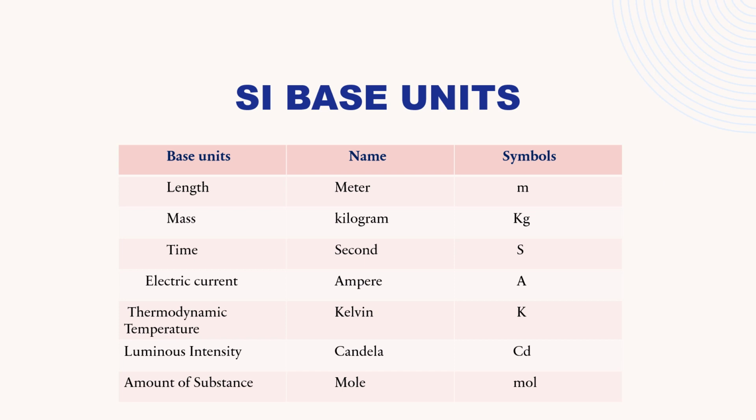So first of all, we have to look at the seven basic units. Length: name is meter, symbol m. Mass: kilogram, kg. Time: second, s. Electric current: ampere, A. Thermodynamic temperature: Kelvin, K. Luminous intensity: candela, cd. And amount of substance: mole, symbol mol.